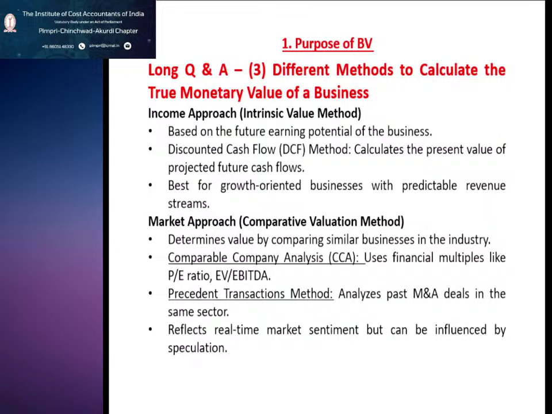And then precedent transaction method. So analyze past M&A deals in the same sector that would have happened, and accordingly the market comparative valuation method is determining the precedent transactions method. It reflects real-time market sentiment but can be influenced by speculation.